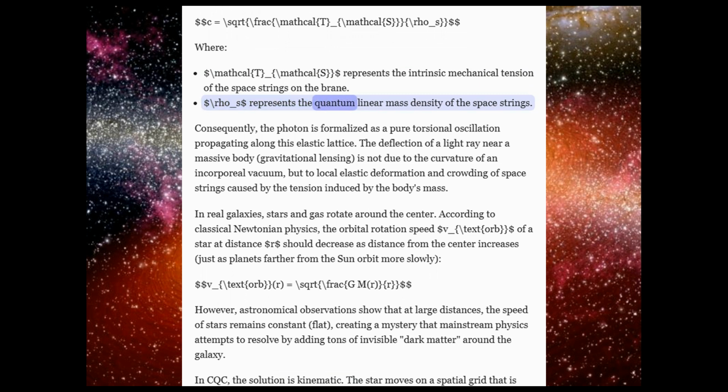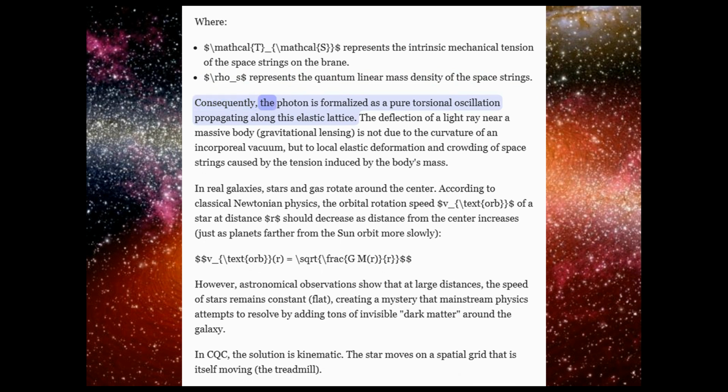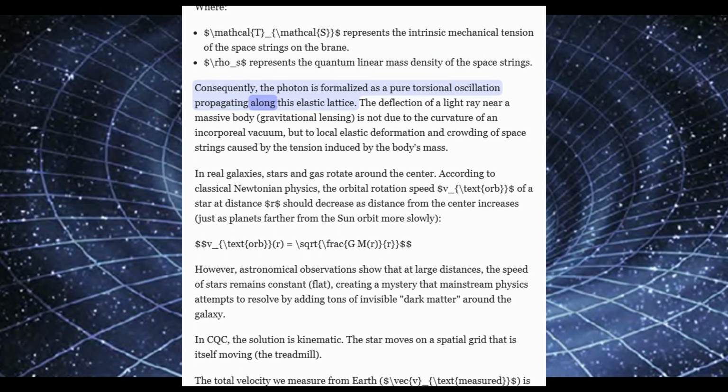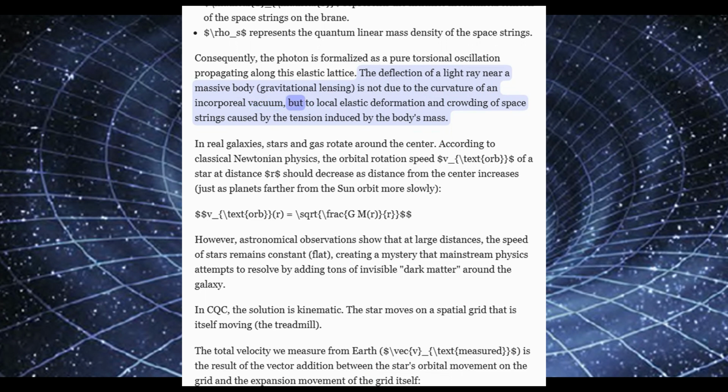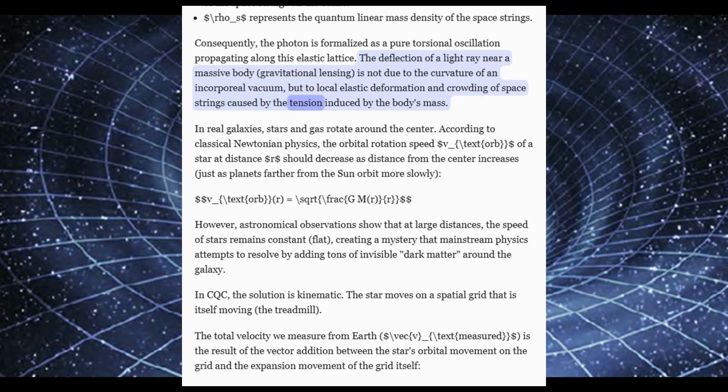Mu represents the quantum linear mass density of the space strings. Consequently, the photon is formalized as a pure torsional oscillation propagating along this elastic lattice. The deflection of a light ray near a massive body is not due to the curvature of an incorporeal vacuum, but to local elastic deformation and crowding of space strings caused by the tension induced by the body's mass.